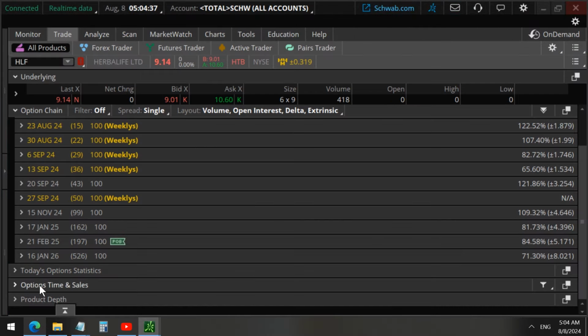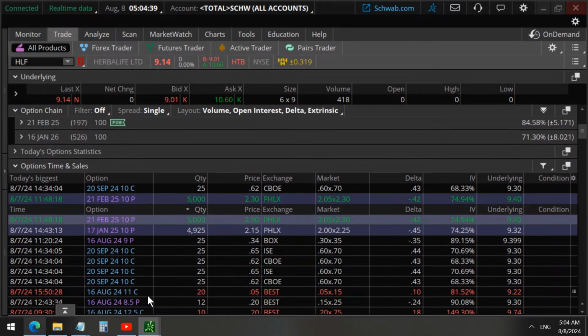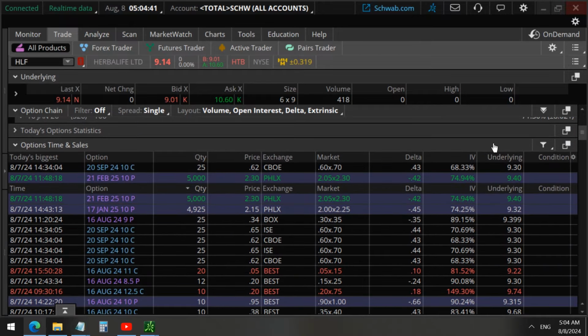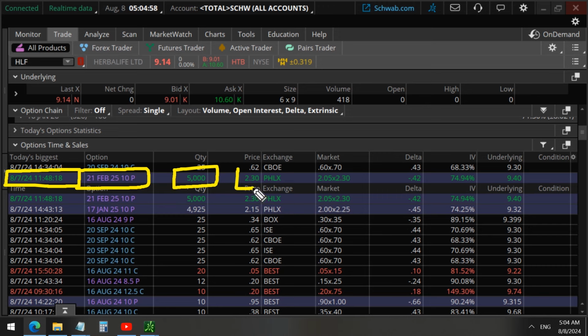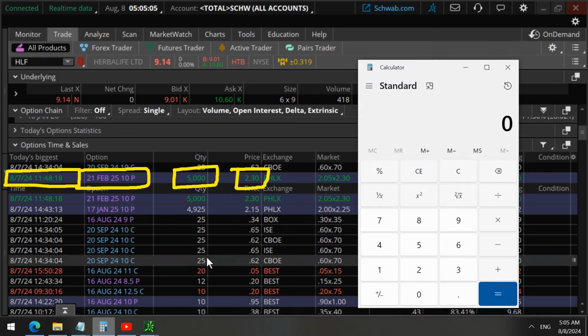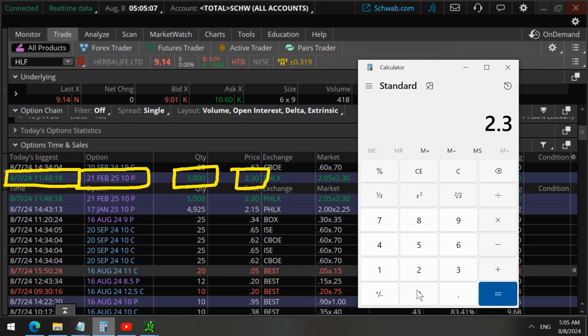As we can see here on the options time and sales tape, August 7th, at 11:48 a.m., these February 21st options at the 10 strike puts, 5,000 contracts being traded. The price that they were being bought was 230. And so we can calculate the cost of this trade, 230.